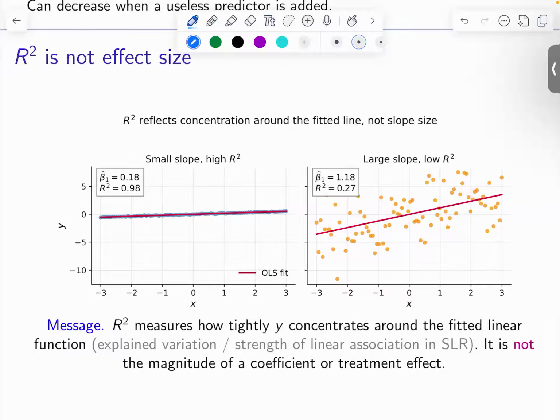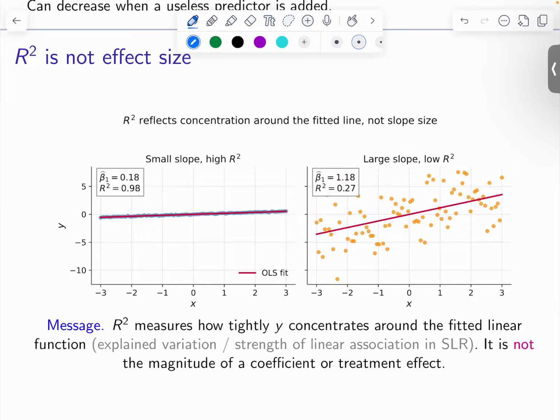But R squared is very high. Whereas on the other side, beta hat 1 is larger. So you have a noticeable slope. But R squared is lower. Okay. So R squared is not measuring the so-called effect size, if you want, or magnitude of the coefficient. The magnitude of the coefficient could be very small or could be very large. What it's measuring is this concentration around the line. Okay, so that's kind of the key point.